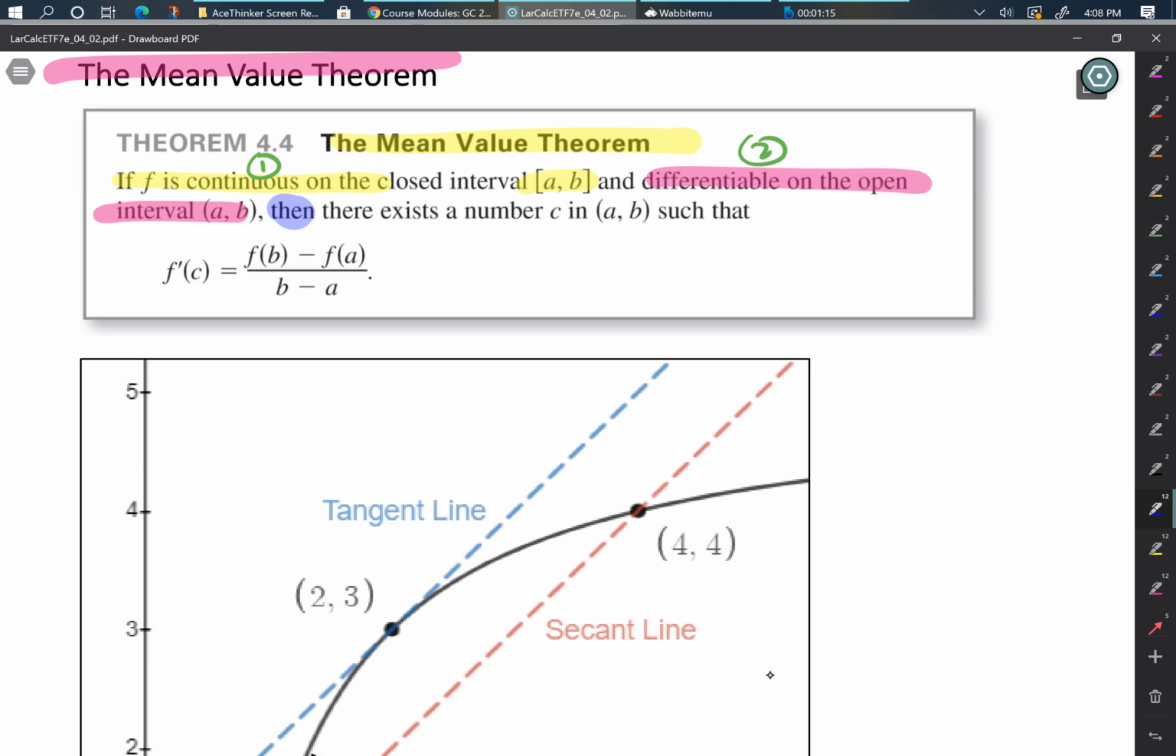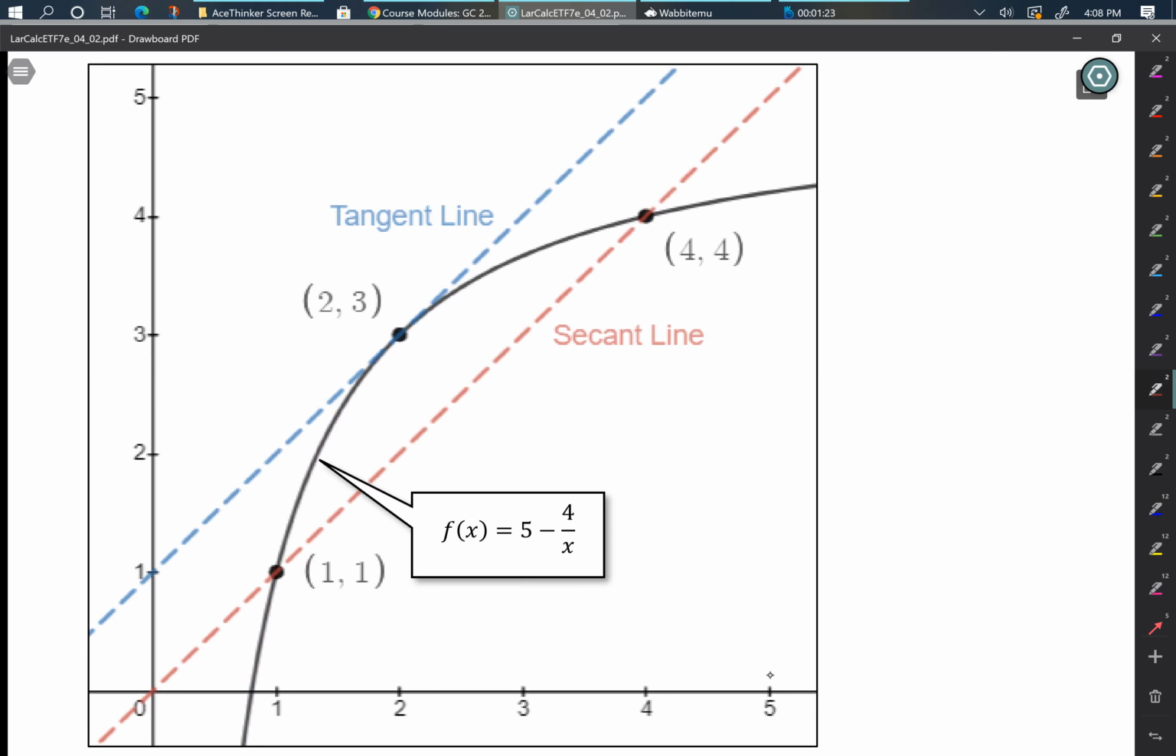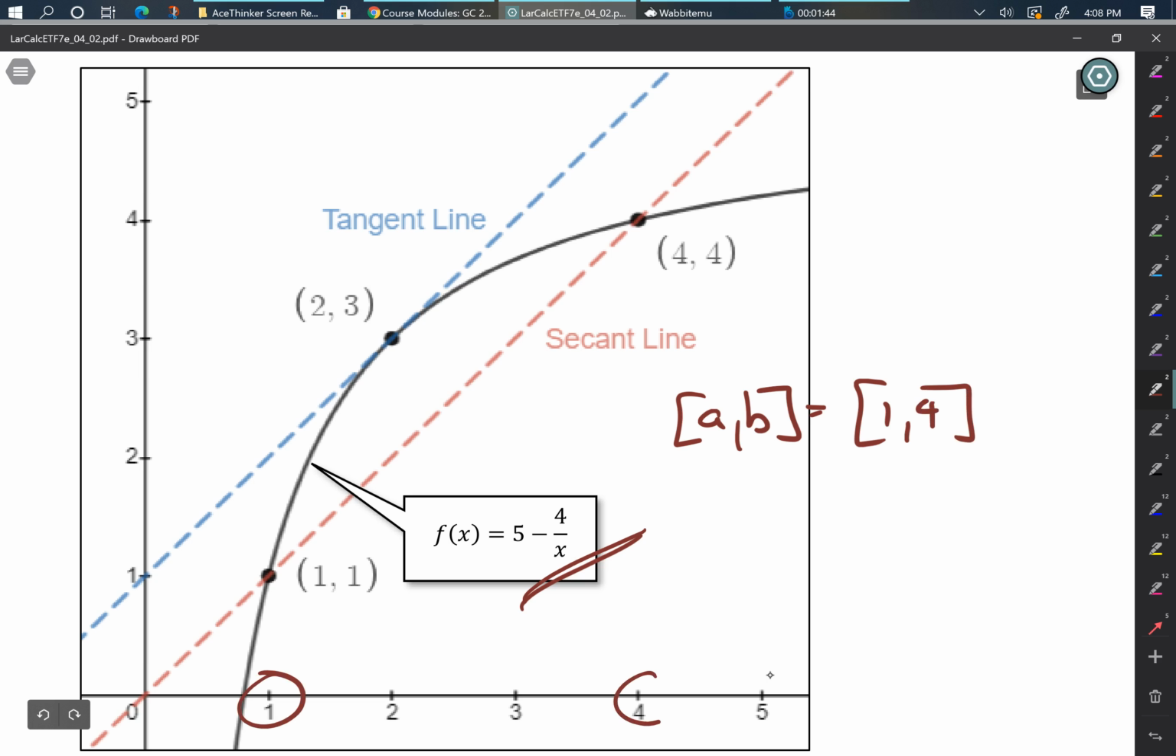Now, what are they trying to say here? Well, this one is actually a little bit easier to see from a picture. So here I have some function f of x. In this case, this is the function f of x equals 5 minus 4 divided by x. Okay? I have an interval. So the interval a, b here would be 1 to 4.